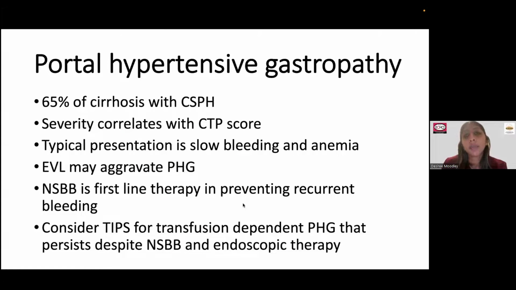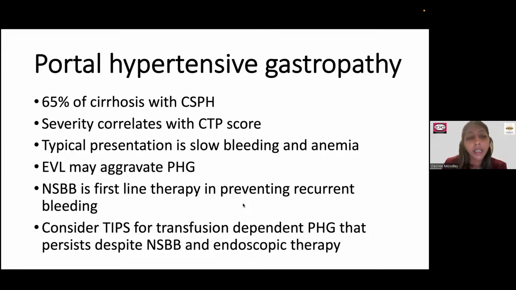Moving on to portal hypertensive gastropathy. This is quite common, seen in 65% of patients who have cirrhosis and clinically significant portal hypertension. The severity does correlate with your Child-Pugh score. Typically, they present with slow bleeding and anemias. And if you band ligate them, it may aggravate the portal hypertensive gastropathy.